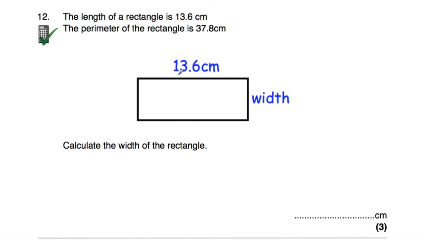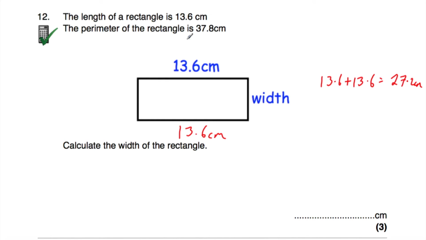Now, if we know that the length of it is 13.6 centimetres, that means the length of the top and the bottom are both 13.6 centimetres. Now, if we add those two lengths together, that'll tell us the combined length of the top and the bottom. Then we can take that away from the perimeter to see what's left for the two sides. So it's a calculator question, so we can do 13.6 plus 13.6, and that's going to be equal to 27.2 off the top of my head. Yep, 27.2 centimetres. That means the length of the top and the bottom is 27.2 centimetres.